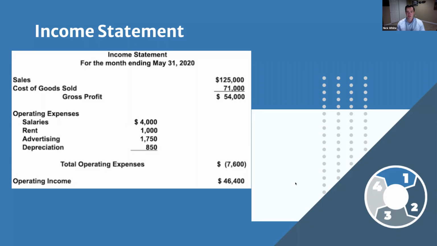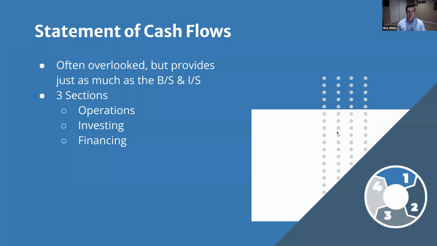All right, and then moving on to the statement of cash flows. This is often overlooked, but it provides just as much key information as the balance sheet and income statement. An easy way to think of this is it's all the cash that's entering and leaving the company, and it's made up of three sections: operating activities, investing activities, and financing activities. The operating activities are cash sources that are direct business activity. When we looked at that income statement, we had salaries, advertising, and even revenue.